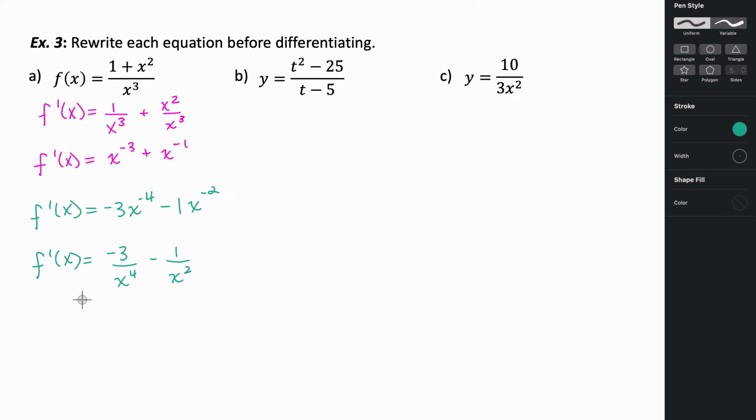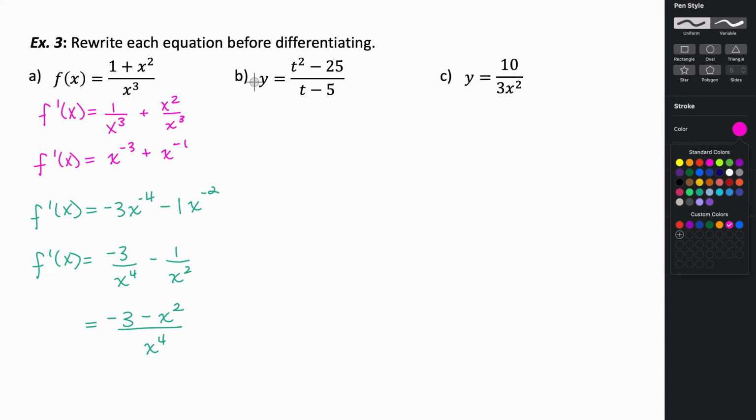So you could leave it here. If you wanted to put them back in terms of a single fraction with a common denominator, we could multiply these by x squared. And that would give us something like negative 3 minus x squared all over x to the 4th. But there's no real need to do that. It's just sometimes might be nice to have this, or you need to be able to recognize that these two are equivalent.